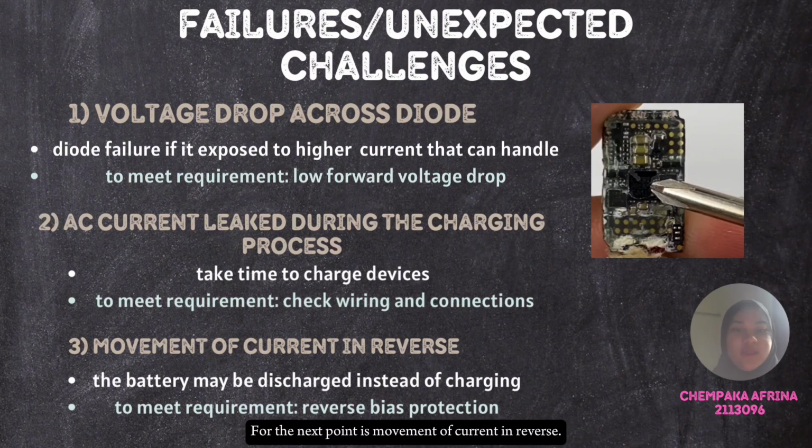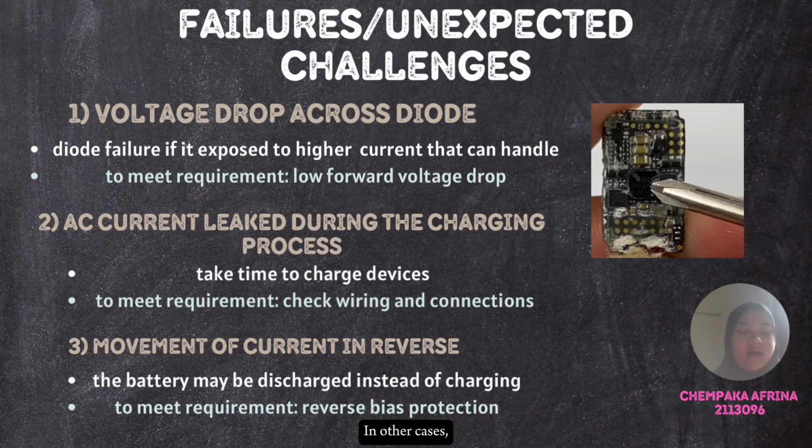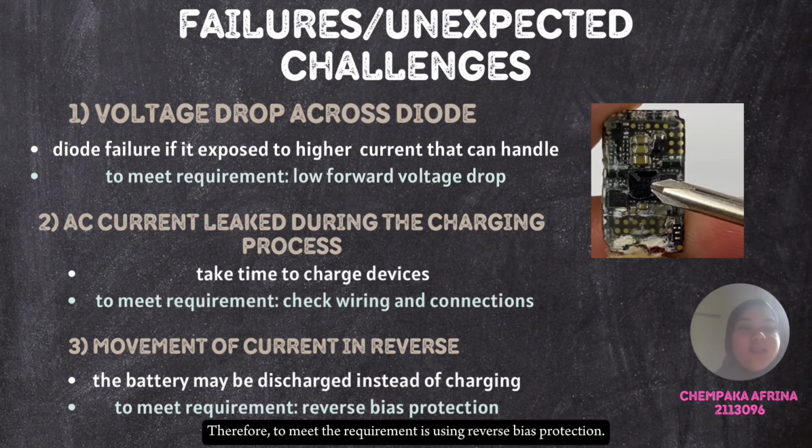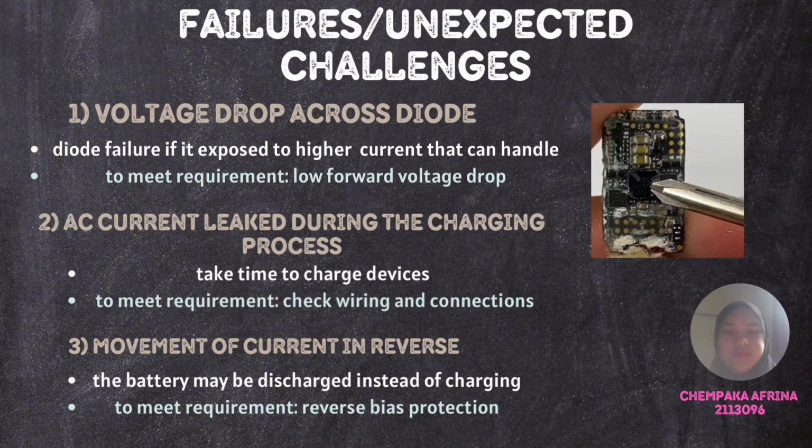The next point is movement of current in reverse. In other cases, the battery may be discharging instead of charging. A diode can be the culprit, whereby it facilitates the draining process in the circuit. The backward movement of current could be caused by a damaged diode. Therefore, the requirement to meet is using reverse bias protection.